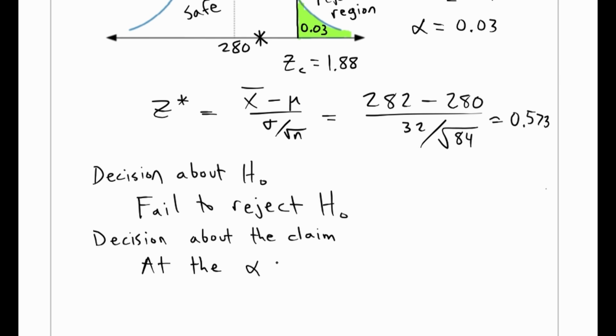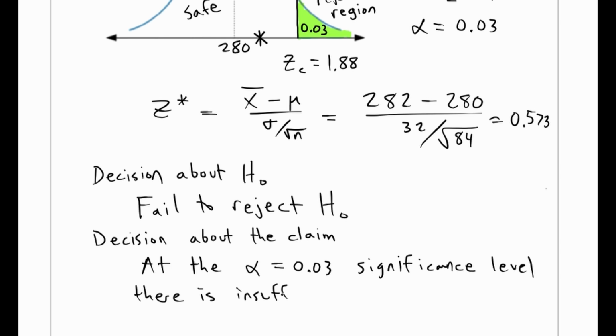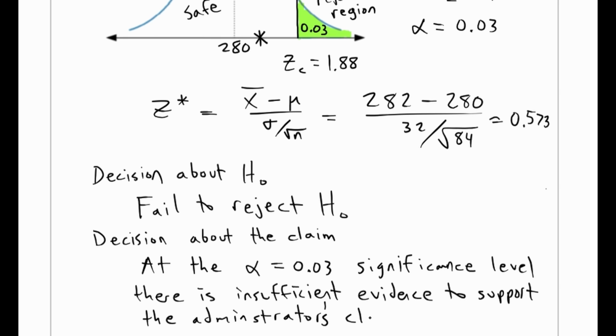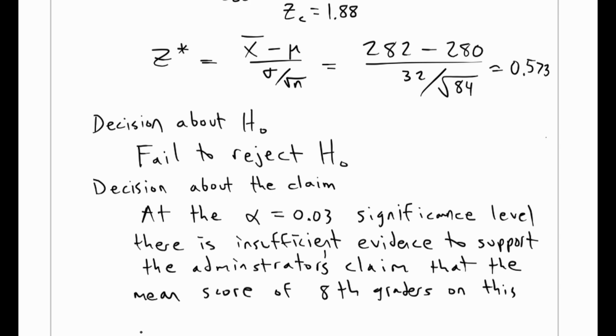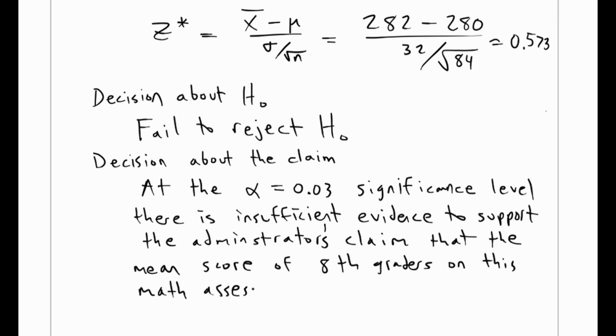At the alpha equals 0.03 significance level, there is insufficient evidence to support the administrator's claim that the mean score of 8th graders on this math assessment is more than 280.